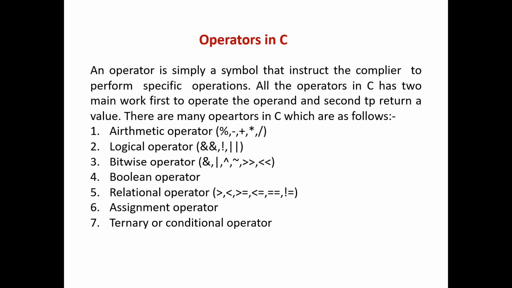Now we are going to know about the operators in C. An operator is simply a symbol that instructs the compiler to perform specific operations. All the operators in C have 2 main works: first, to operate, and second, to return a value. There are many operators in C, which are as follows: arithmetic operators, logical operators, bitwise operators, Boolean operators, relational operators, assignment operators, ternary or conditional operators.